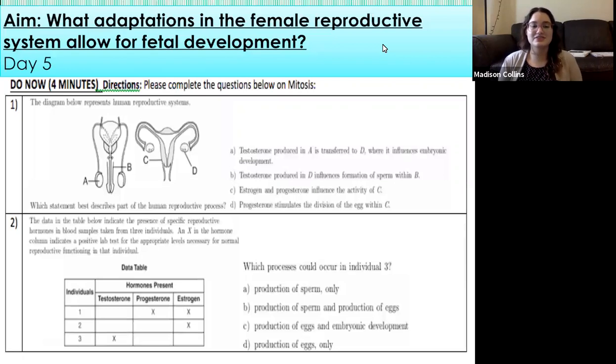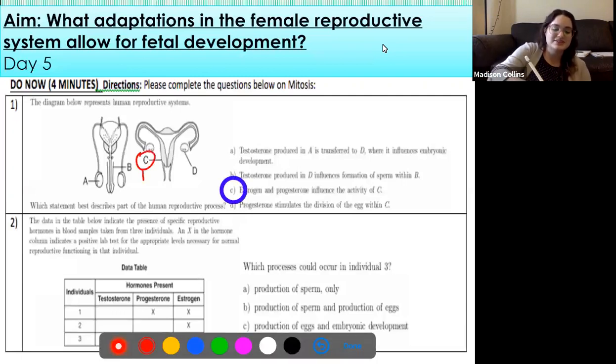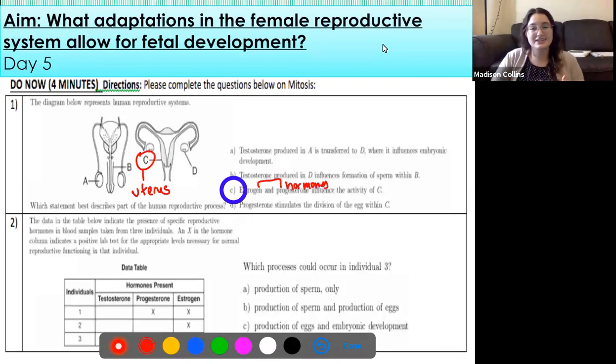But before you get into that, you guys have got 2 do now questions. So go ahead and pause this video, answer questions 1 and 2, and press play when you're ready to review them. So number 1, the diagram below represents human reproductive systems. Which statement best describes part of the human reproductive process? This one required a little bit of process of elimination, but hopefully you figured out that the answer here is C. Estrogen and progesterone influence the activity of structure C. In this case, structure C is pointing to the uterus, and estrogen and progesterone are 2 examples of hormones that influence that development and that activity.